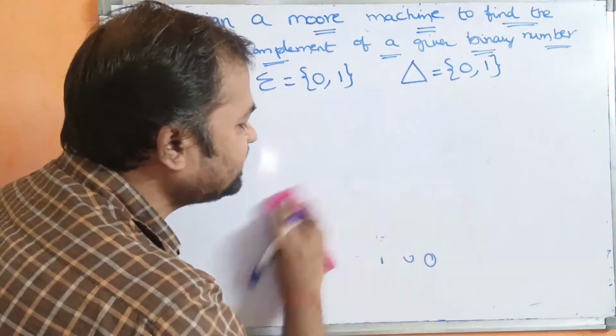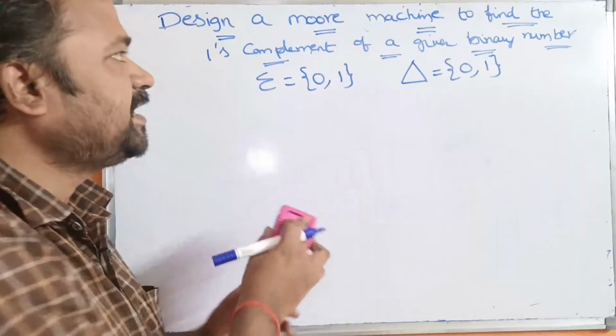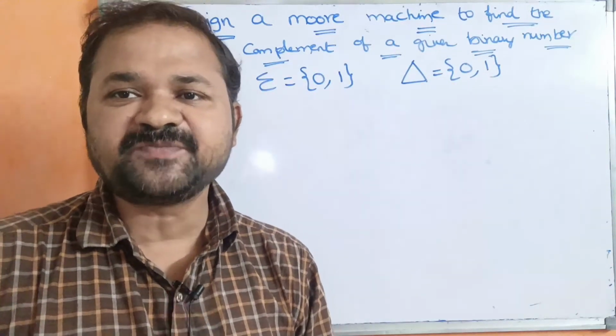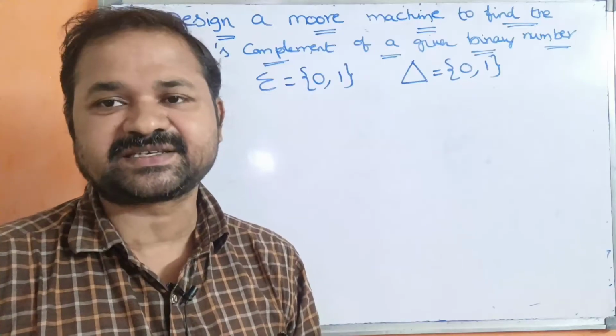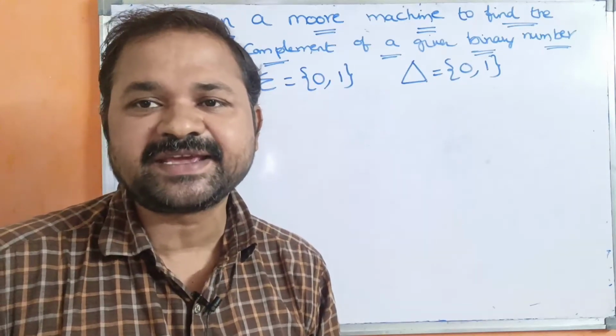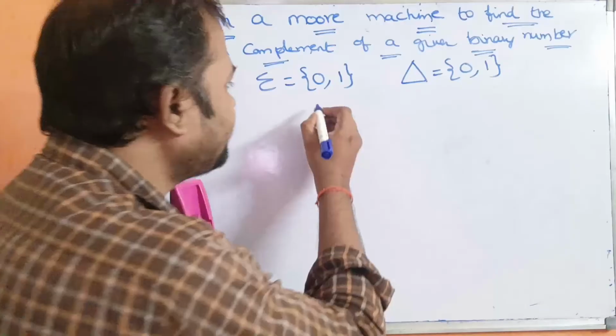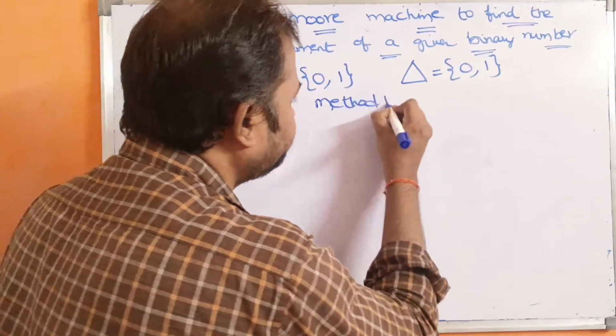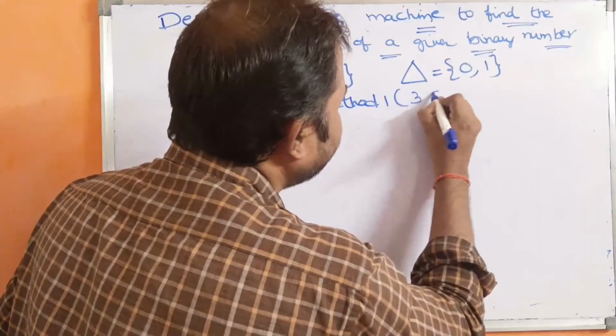So now let us design the Moore machine. Here we can solve this problem by using two methods. The first method is by taking 3 states. The second method is by taking 2 states. Now let us solve the problem in the two methods. So method 1, by considering 3 states.